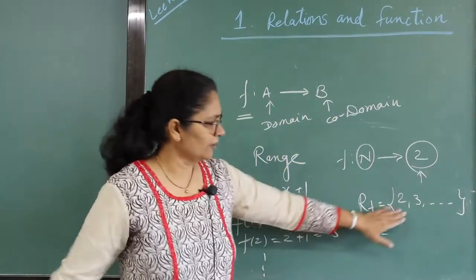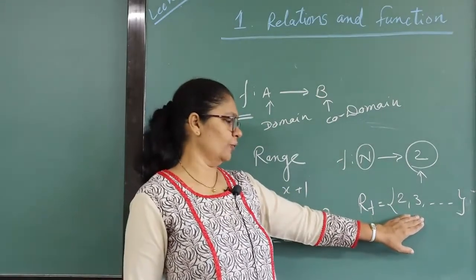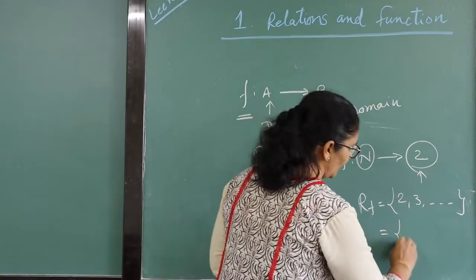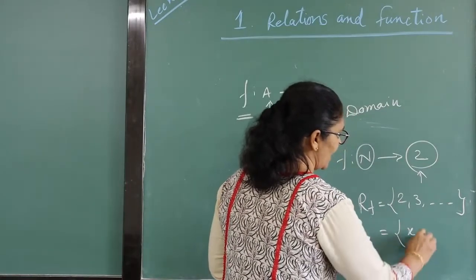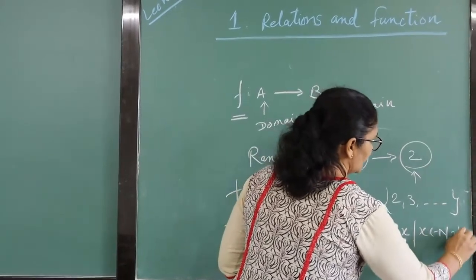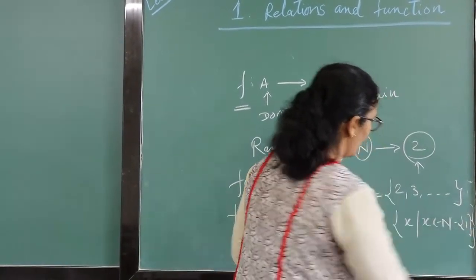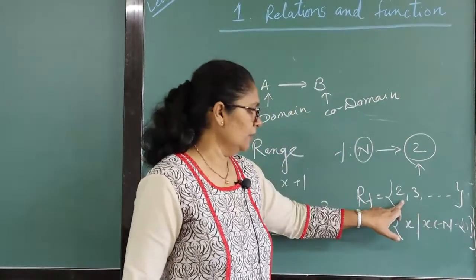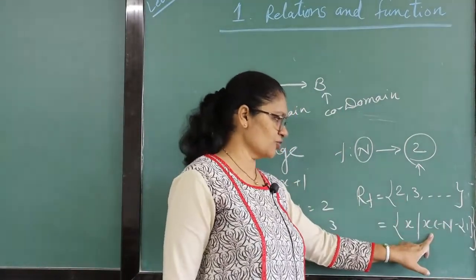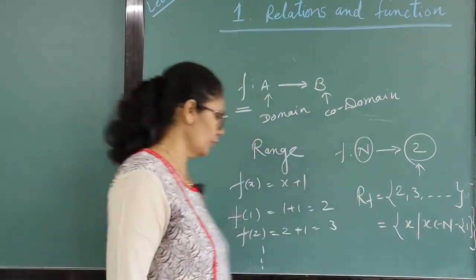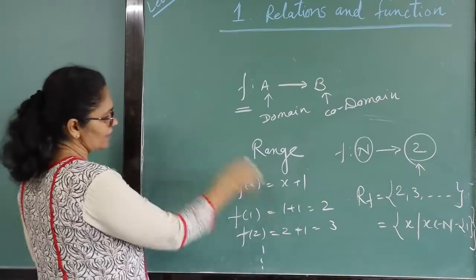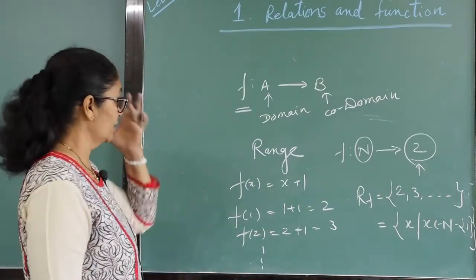I have written this by which method? Listing method, or you can say roster method. But if I want to write by property method, how can I write it? x such that x belongs to N minus 1, because we haven't taken natural number 1; from natural number 2 up to n, all natural numbers are considered, but 1 is not there. Both the methods, listing method and property method, you already learned in set theory.